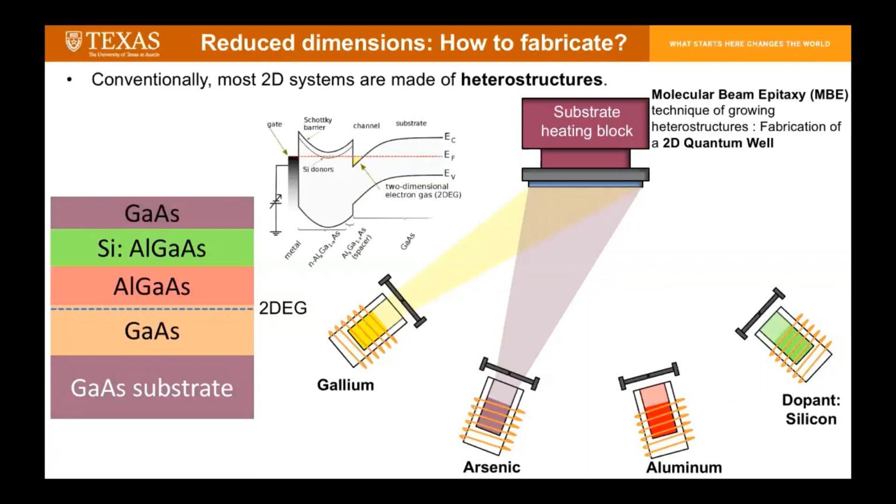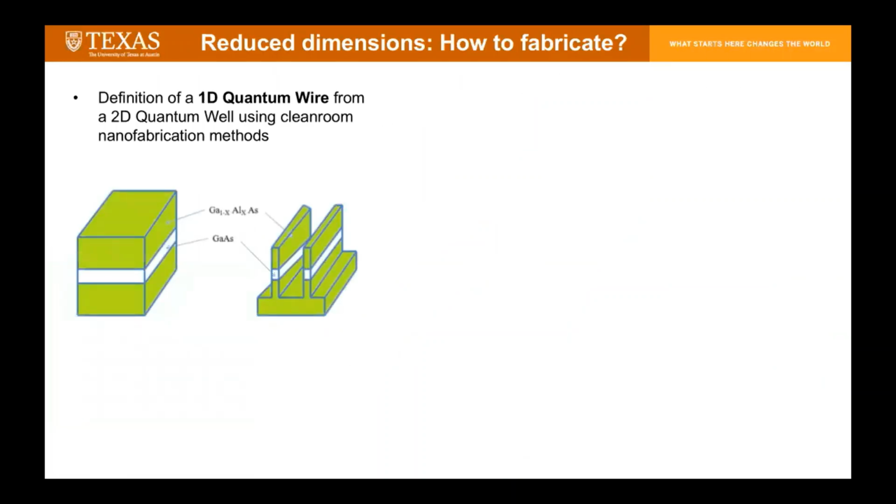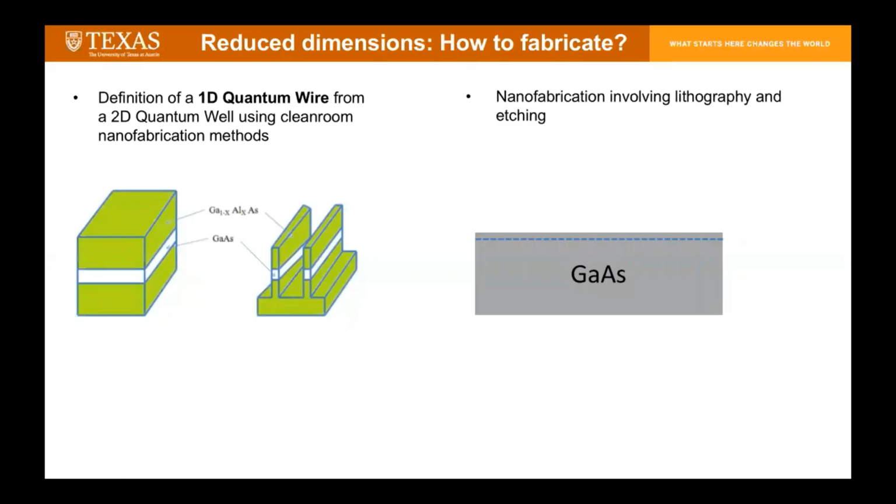So this is one of the ways to develop a two-dimensional electron system. If you want to restrict the motion even further, for example, if you want to make a 1D wire, then you start off with the 2DEG in gallium arsenide, and through clean room methods, you can form a quantum wire in this system. I don't know how many of you have a background in clean room processing, but I'll walk you through some of the steps of how you would fabricate a 1D system from a 2D system. You'll start off with the 2DEG in gallium arsenide.